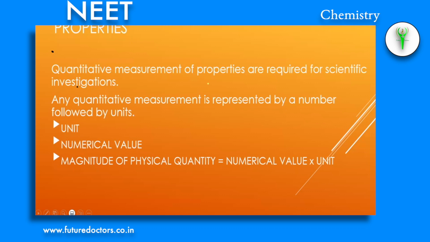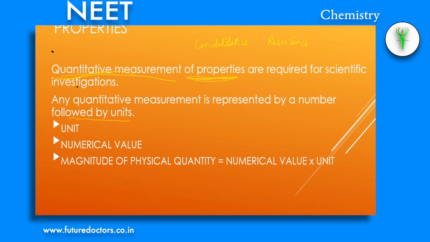Whenever you do scientific investigations, we need quantitative measurement of a property, the exact value of each property. Suppose you are measuring conductance, you should know the value of conductance. Or if you are measuring resistance, what is the value of resistance. Quantitative measurement of a property is required for any scientific investigation. Any quantitative measurement is represented by a number and it should have a unit.